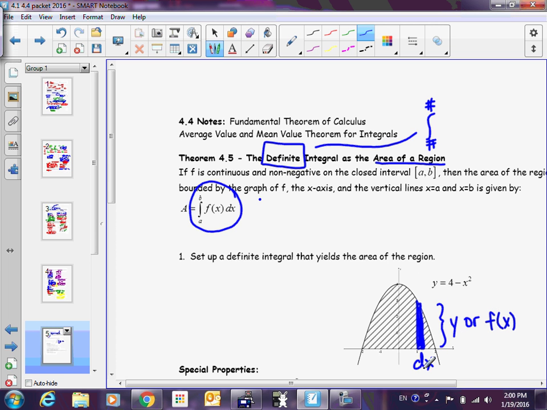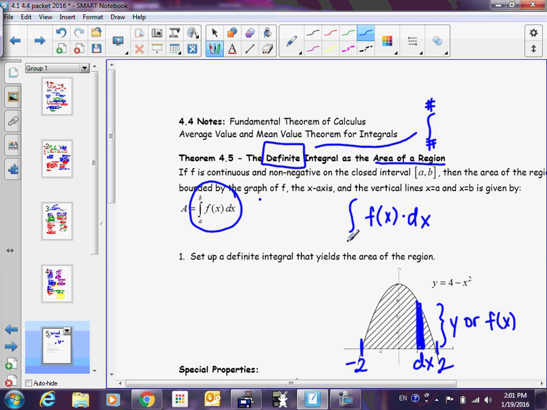So if I wanted to find the area of just one rectangle, I would do f of x times dx. That would be the area of just any one given rectangle. And how many rectangles did we say we wanted? A whole bunch. So this symbol right here means I'm going to add all of them up. Okay? Add them up. Not forever, but from an x value, in this case -2, to another x value, 2.